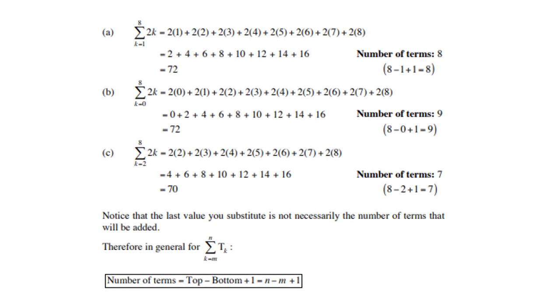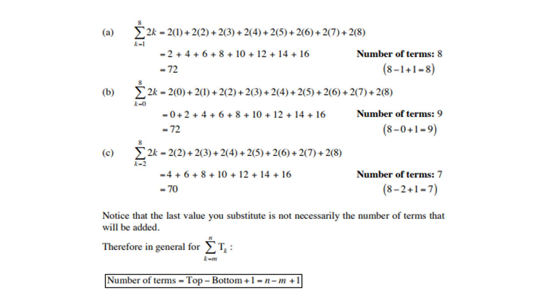Let's look at more examples. The sum of 2k, where k is 1, and of course the last term is 8. So therefore, 2 times 1, 2 times 2, 2 times 3, up to 2 times 8. And how many terms are there? There are 8 terms, because k starts at 1. So 8 minus 1 plus 1 is 8. So therefore, the answer is 72. If you look at B, the sum of 2k starting at k equals 0 and ending at 8, now I expect 9 terms, because k starts at 0, right? So substitute, use your calculator, and the answer is 72.